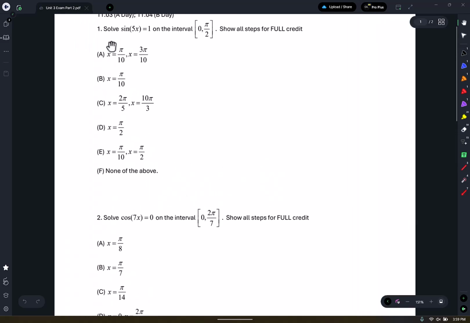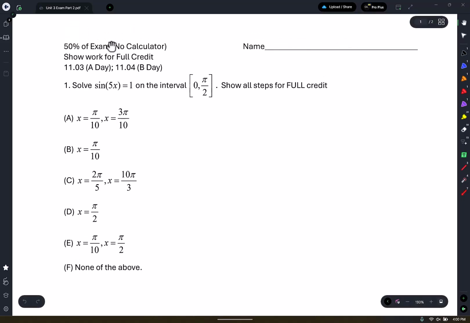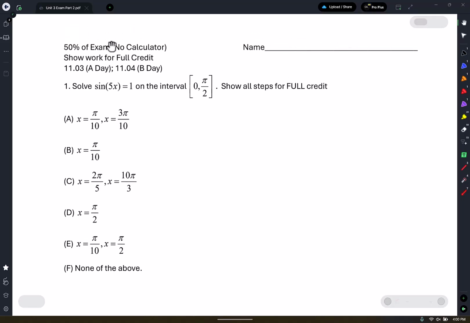All right, guys, here we go. Overview of the exam that the honors class had. And let's start with the first question. All of this is with no calculator.